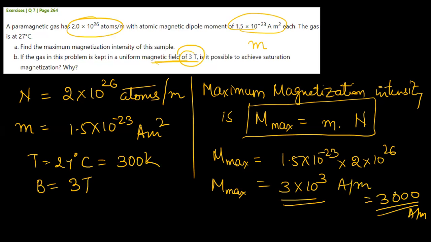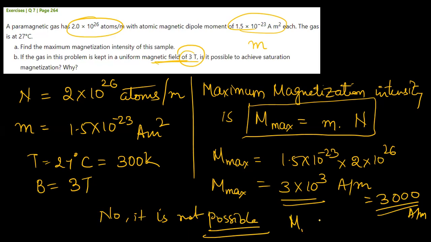But how much magnetization are we getting? 3000, which is very, very much larger. So is it possible to achieve saturation magnetization? No. The answer for the second question is no, it is not possible to achieve saturation magnetization. Why? Because the magnetic field value is very, very less as compared to the magnetization value. So M max is very, very greater than B. Hence, it is not possible to achieve the saturation value. 3 Tesla is very, very small as compared to the 3000 value.